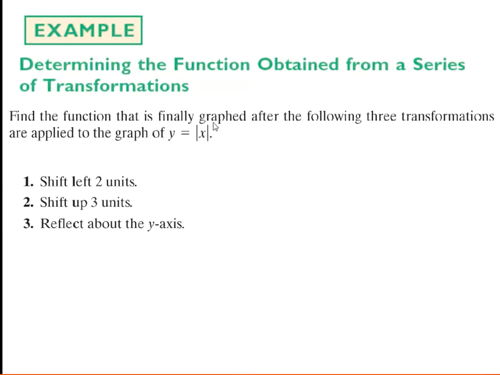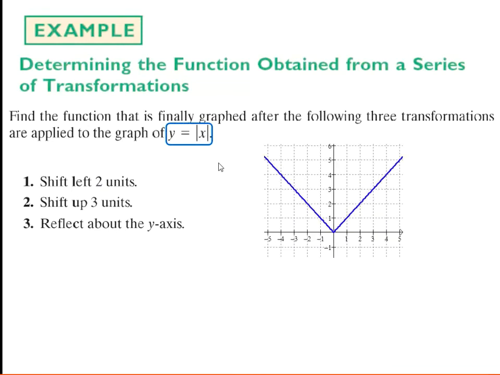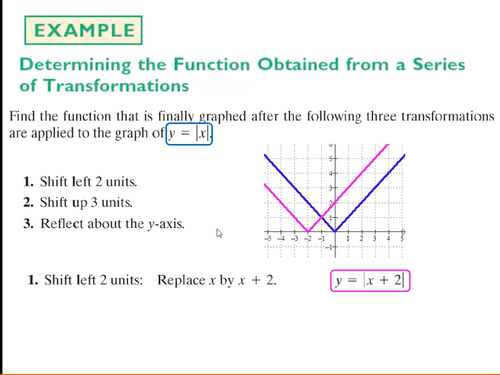So let's say in this example that we're going to take the absolute value function, and the first thing they want us to do is shift left 2 units. So remember, if I shift left or right, that's an addition or subtraction inside the absolute value function. So if I'm going to go left, I'm going to have to add 2 inside the absolute value function. So I'm going to replace x with x plus 2, and that's what that new equation would look like. And there's that new graph in this kind of magenta purple color.